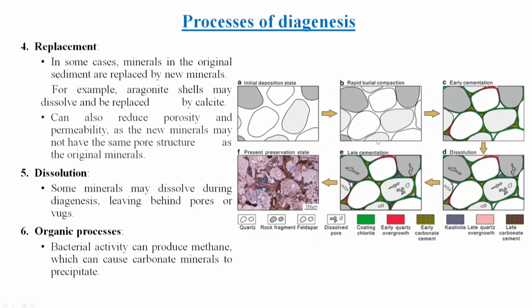Then followed by dissolution, where your individual grain might go into solution under the action of, for example, groundwater. Then late cementation: some more pore spaces or void spaces that were present even after the early cementation will get cemented during the later event of cementation. Finally, we will get a compacted kind of rock.